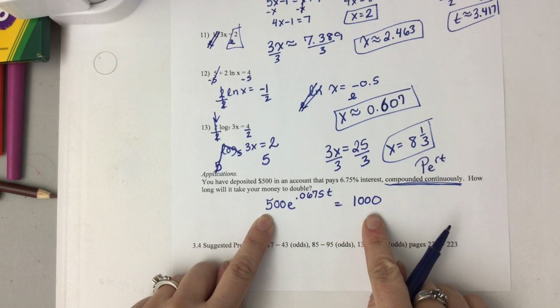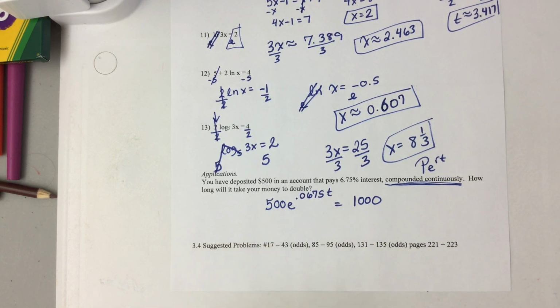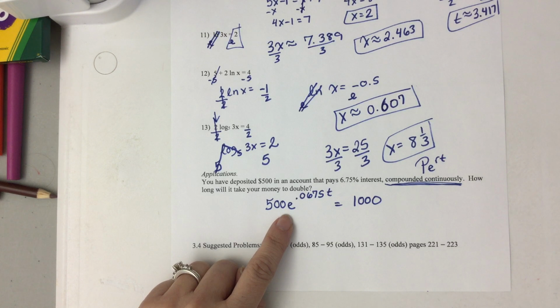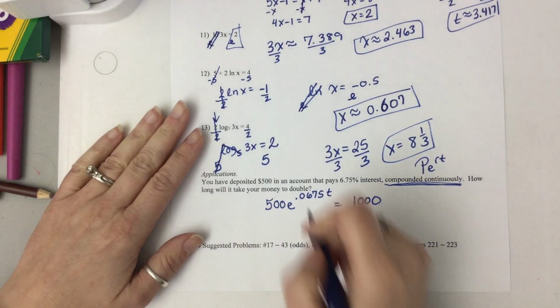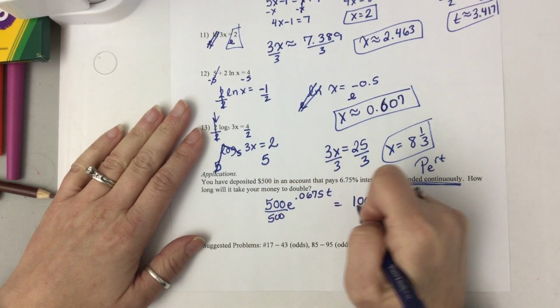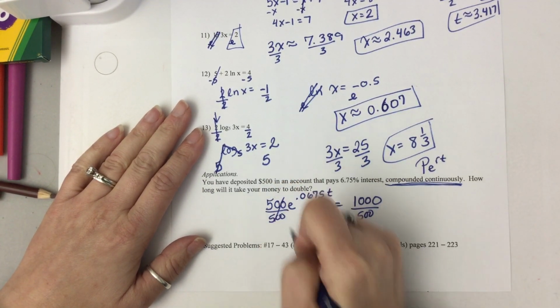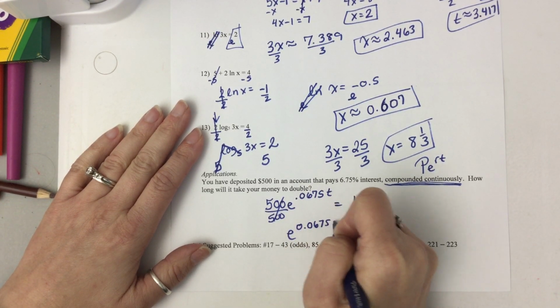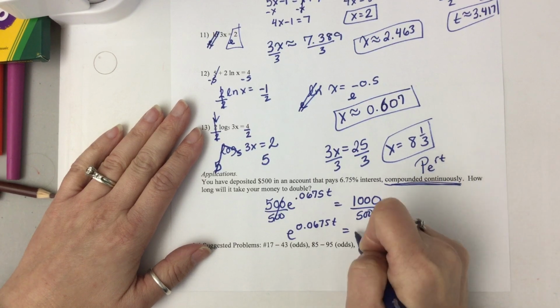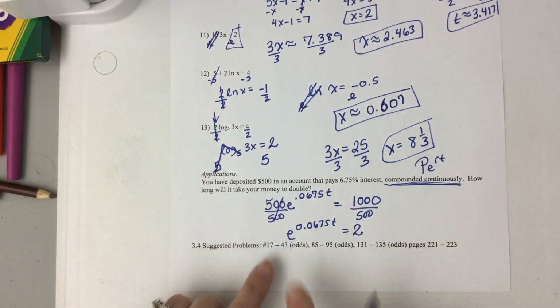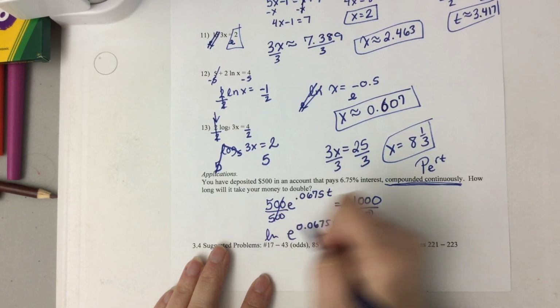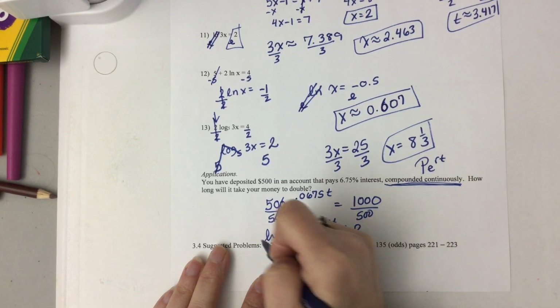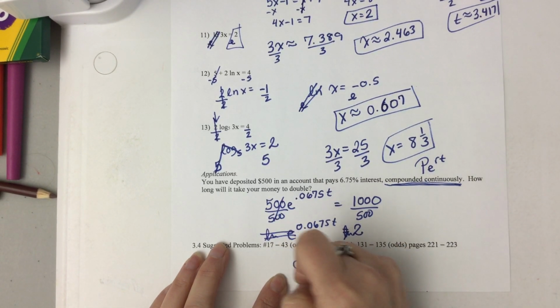So here's your equation. Yes, I know I'm going to have to use a natural log to cancel an e, but not yet. I need to have this all by itself first, meaning I need to get rid of this 500. If I divide both sides by 500, e to the 0.0675t equals 1,000 divided by 500, which is 2. Now, to cancel e, you need to take the natural log of each side. So this cancels.